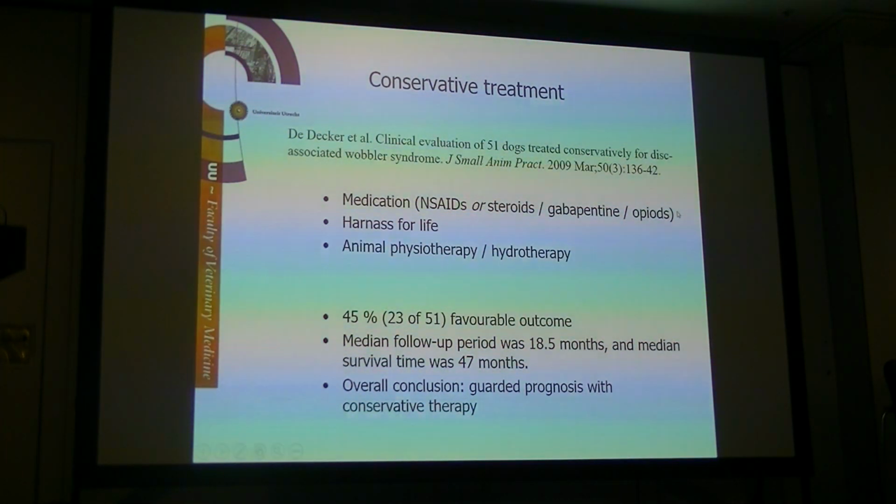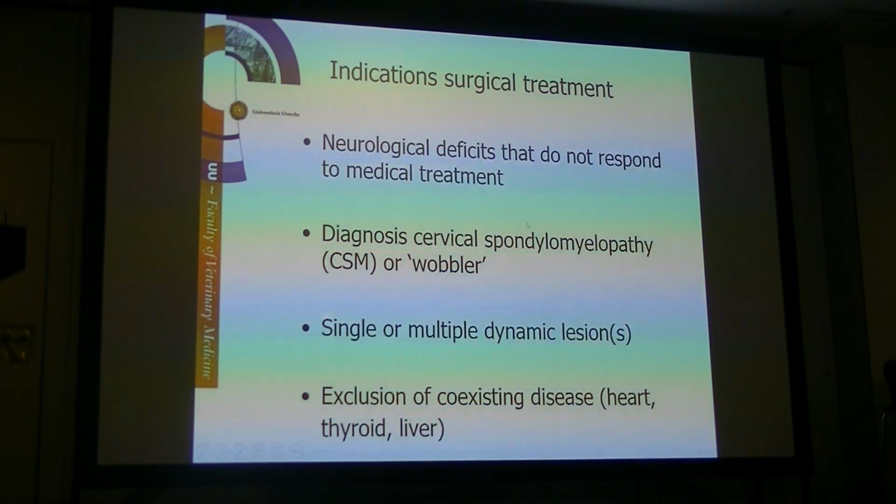So let's talk about treatment of this disease. Conservative treatment, there is certainly a place for conservative treatment with this disease. Then we have to think about non-steroidals or steroids, gabapentin, opioids, harness for life, animal physiotherapy, hydrotherapy. And this may have a good outcome in about half of the cases. Half of the cases are doing well with this type of treatment for a longer time. So we have to remember that there is a place for conservative treatment.